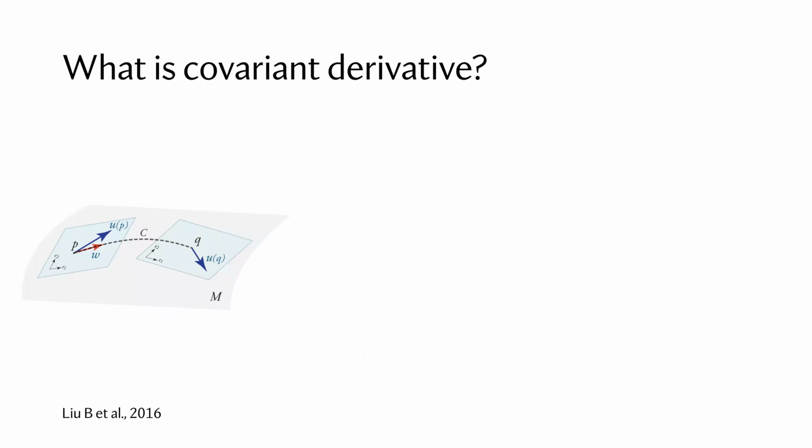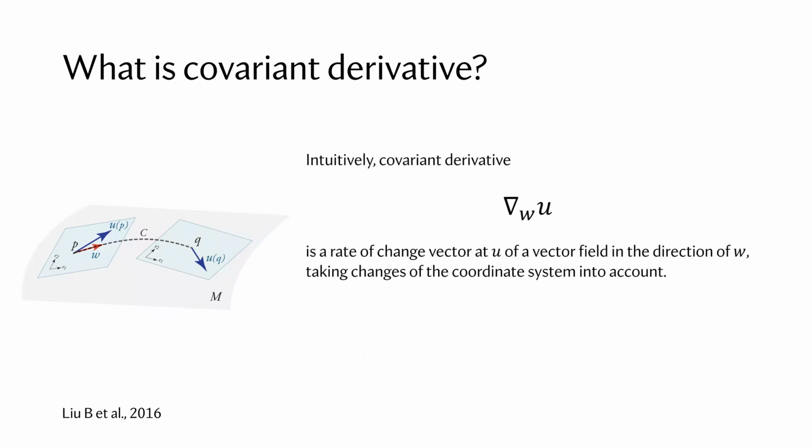So what is a covariant derivative? It tells us the rate of change of the vector field at u in the direction of w. It is the generalization of the directional derivative and provides connections between the tangent spaces along the curve in the space.